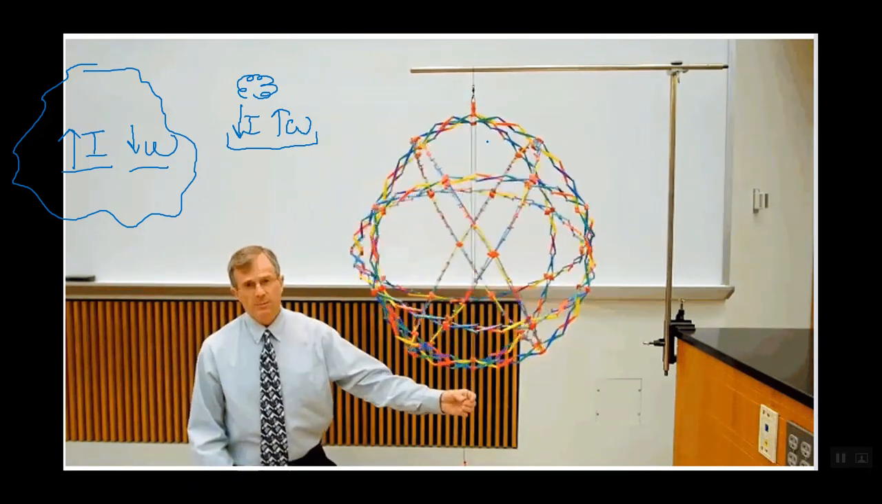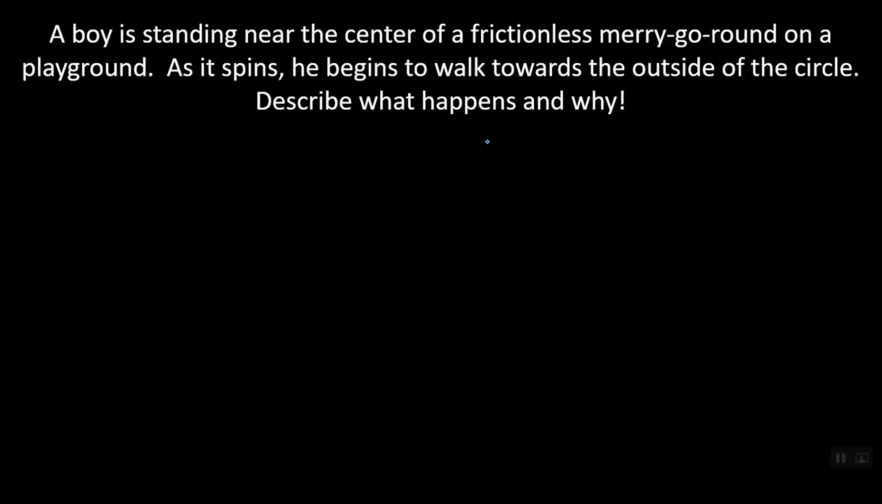So let's look at some examples. A boy is standing near the center of a frictionless merry-go-round on a playground. So that's going to be one of these things that spin. As it is spinning, he is going to begin to walk towards the outside of the circle. Describe what happens to that frictionless merry-go-round and why.